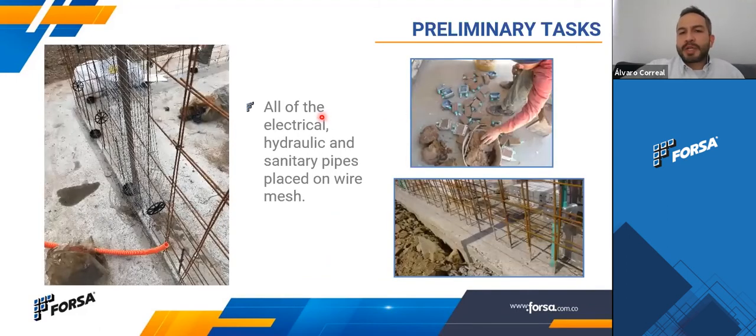After that, you install all the MEPs, all the piping, and this picture shows something interesting, and it's this wire mesh, a smaller one, and this is to avoid having vertical cracking because of this pipe. When you have pipes, it's recommended to do this.